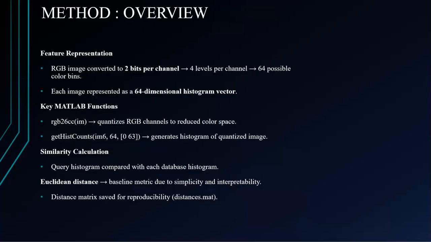In MATLAB, we use rgb2ind to quantize the RGB space and histcounts to generate the histogram. So, instead of working with raw pixel arrays, we compress every image into a consistent 64 length vector. This keeps computation efficient but still captures dominant color information.